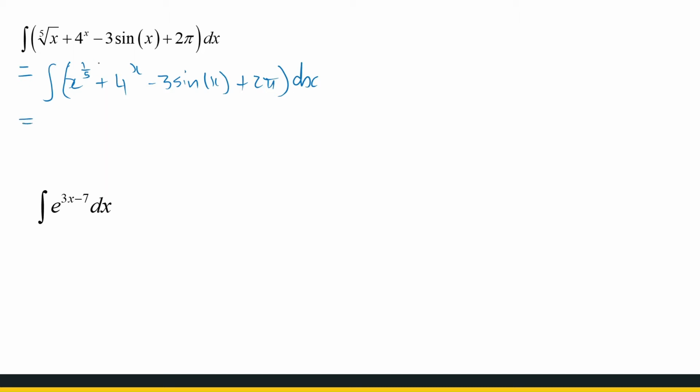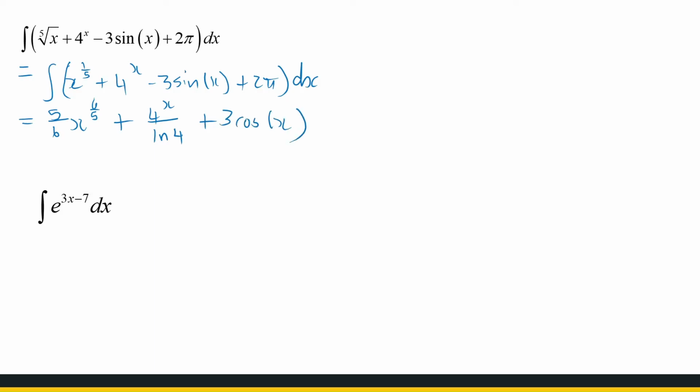So it's x to the power 1 over 5. If we add 1 to the exponent, it's 6 over 5. So we've got 5 over 6 x to the power 6 over 5, plus the antiderivative of 4 to the power x, which is 4 to the power x over ln 4. Now there's a minus 3 sine x. Now the antiderivative of sine x is minus cos. So I've got a minus is already there, so it's plus 3 cos x.